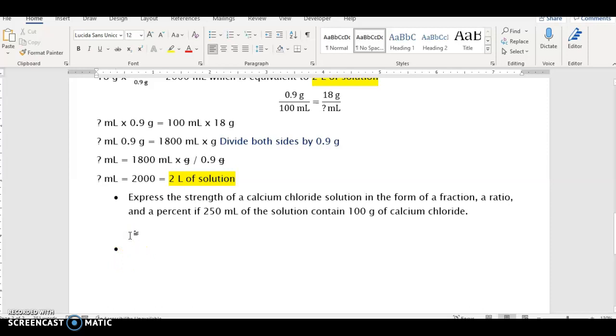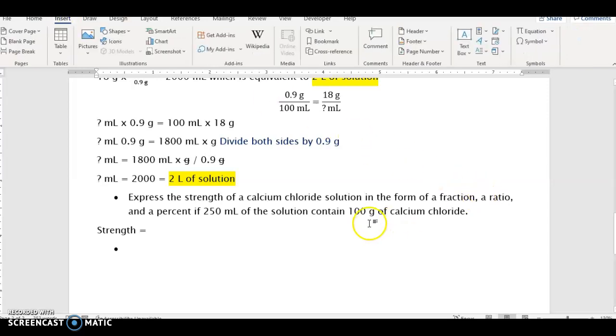So we're going to apply the formula that the strength of a solution is equal to the amount of solute. In this case, the solute is 100 grams of calcium chloride divided by the total amount of solution, which is 250 milliliters.